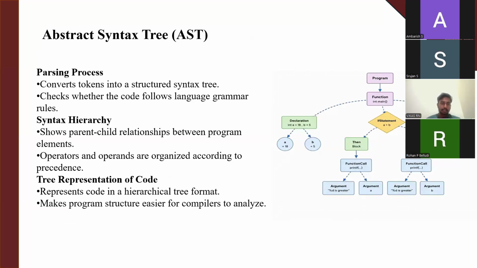The next slide is about the abstract syntax tree. Here we can see the parsing process. It converts tokens into a structural syntax tree and checks whether the code follows language grammar rules. The syntax hierarchy shows the parent-child relationship between program elements, and operators and operands are organized according to precedence. It is a tree representation of code, and it makes program structure easier for the compiler to analyze.